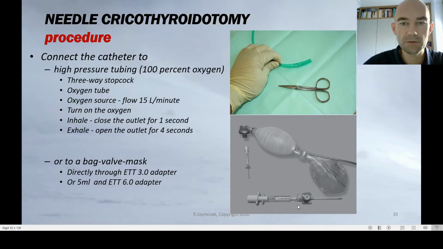And how to do it? You just take the oxygen tube. The simplest way is to cut the hole with the scissors and attach this ending to the catheter, and then turn on the 15 liter per minute flow of oxygen. And then to push the oxygen to the lungs, you have to close this hole for 1 second, and then to enable exhale, you should open it for 4 seconds.